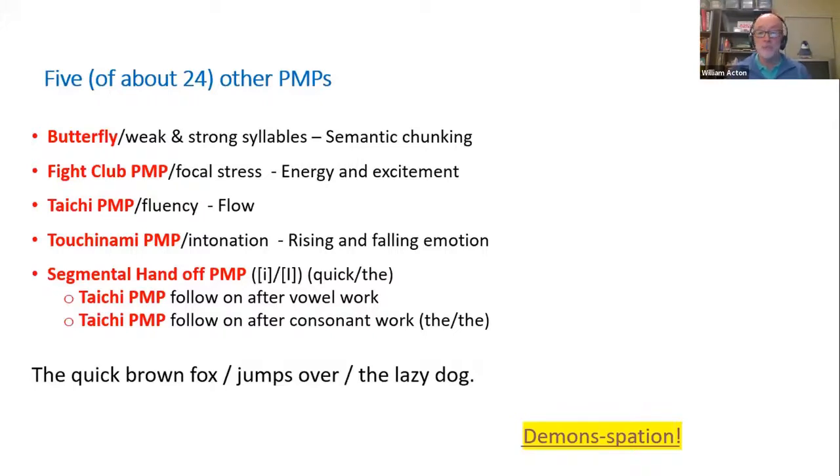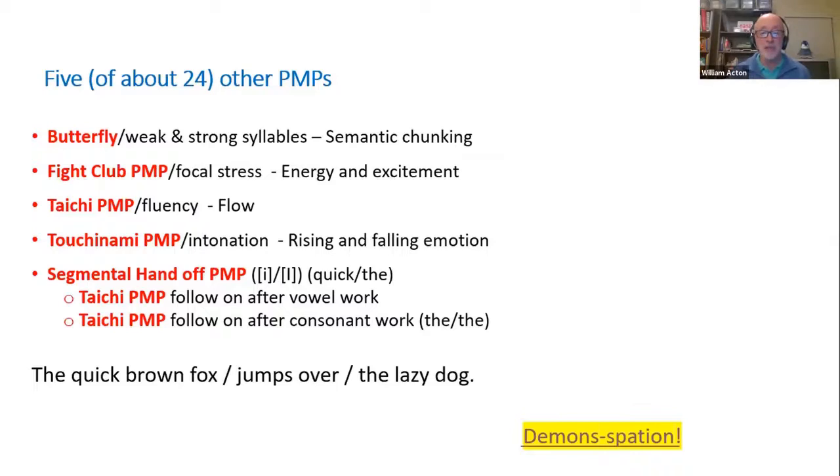So we're going to do some of those PMPs I mentioned, right? There's about 24 of them total, maybe a dozen of the primary ones, and then each one of those has various levels of refinement that you can get into. I'm going to demonstrate the butterfly, which is a little thing like this, the fight club, Tai Chi PMP, one called the touchy-namis, a touching wave, like that comes from Japan, touching and a wave, touchy-nami.